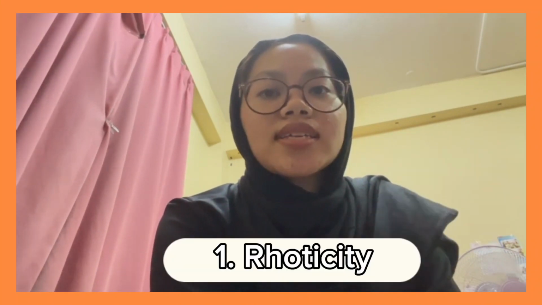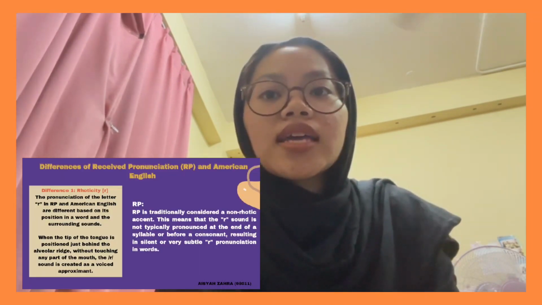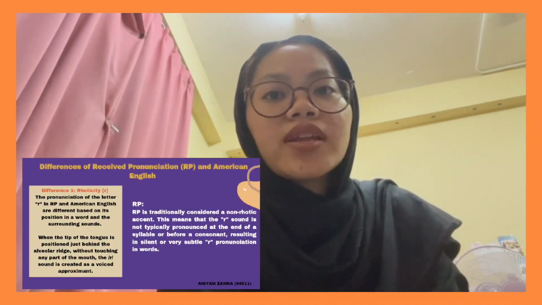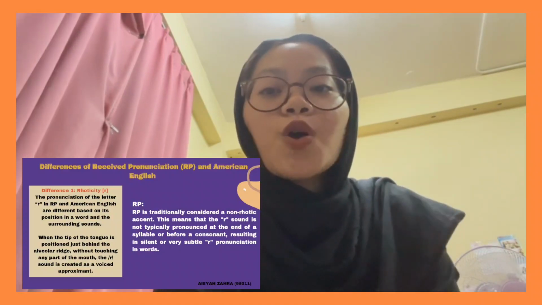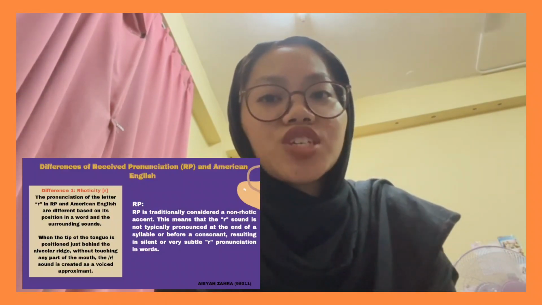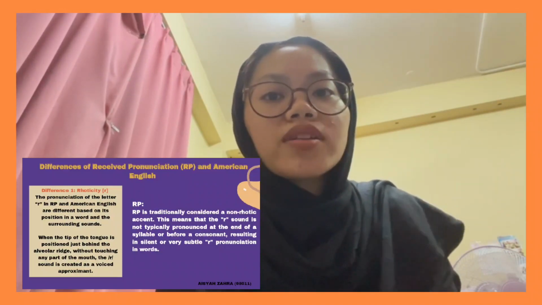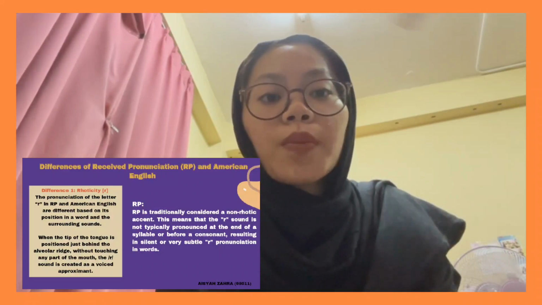One of the differences between received pronunciation and American English is rhoticity. Rhoticity is the pronunciation of the letter R in RP and American English. Both are different based on its position in a word and the surrounding sound. When the tip of the tongue is positioned just behind the alveolar ridge, without touching any part of the mouth, the R sound is created as a voiced approximant.